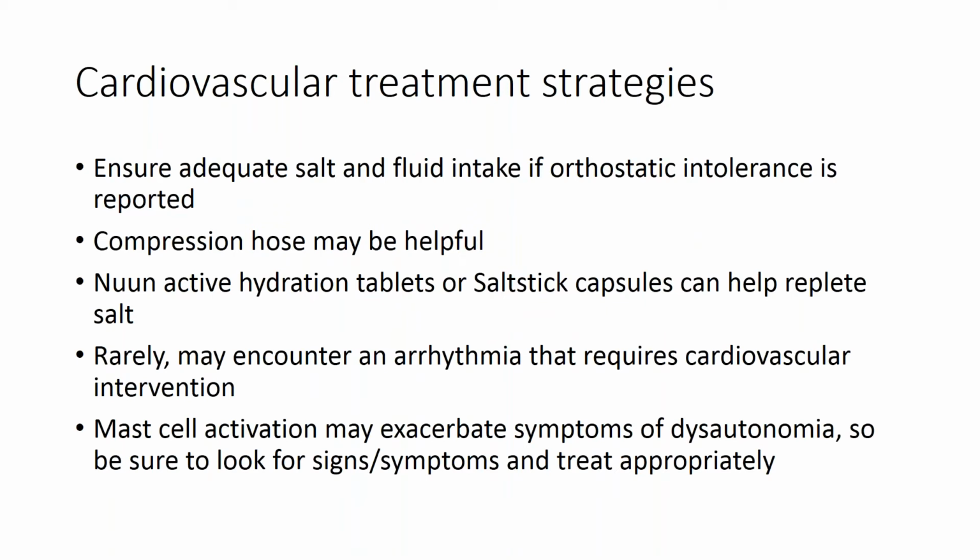These are just some of the treatment strategies that we think about for the cardiovascular involvement. We want to ensure that people have adequate salt and fluid intake if they are experiencing orthostatic intolerance. Sometimes compression hose can be helpful to improve the venous return from the periphery. And most recently, compression garments are available from manufacturers that make things like sportswear. So compression bike shorts are helpful in this regard, and even compression undergarments from a company like Spanx or similar manufacturers can help with the venous return.